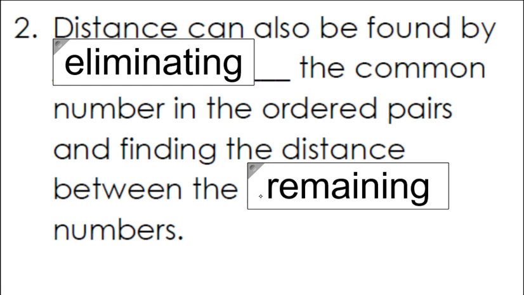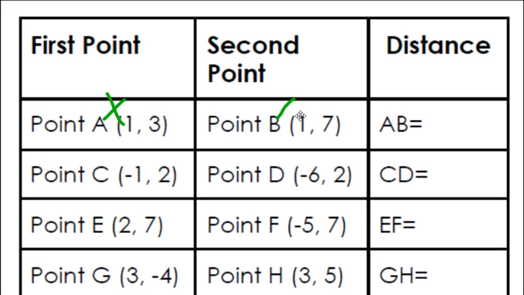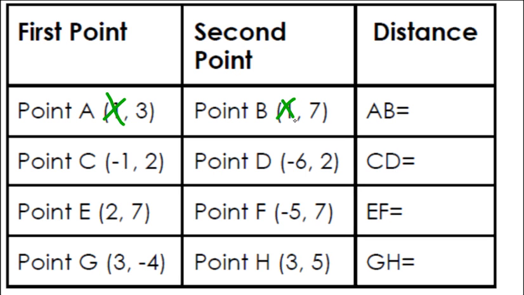If you look at that little table there, you could graph each one of those points and then just count the squares to find the distance. To me, the easier thing, though, is like the one before just said. We eliminate the common pair. So if we look at point A and point B, the common number is the x value, the 1. So now what we're looking for is the distance between 3 and 7. How far apart are 3 and 7? 4. So the distance of AB is 4.